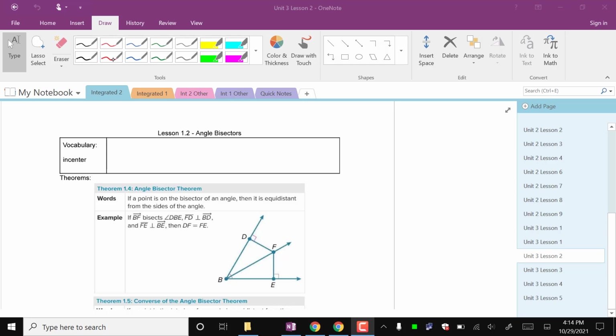Today we're going to be looking at Unit 3, Lesson 2, Angle Bisectors. So for our vocabulary today we have incenter. We have some theorems to start off with. Our first theorem is Theorem 1.4, Angle Bisector Theorem.